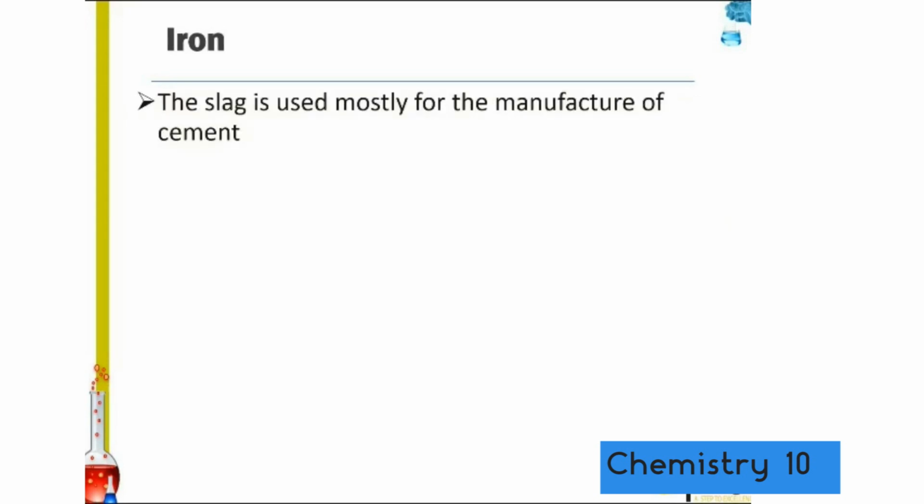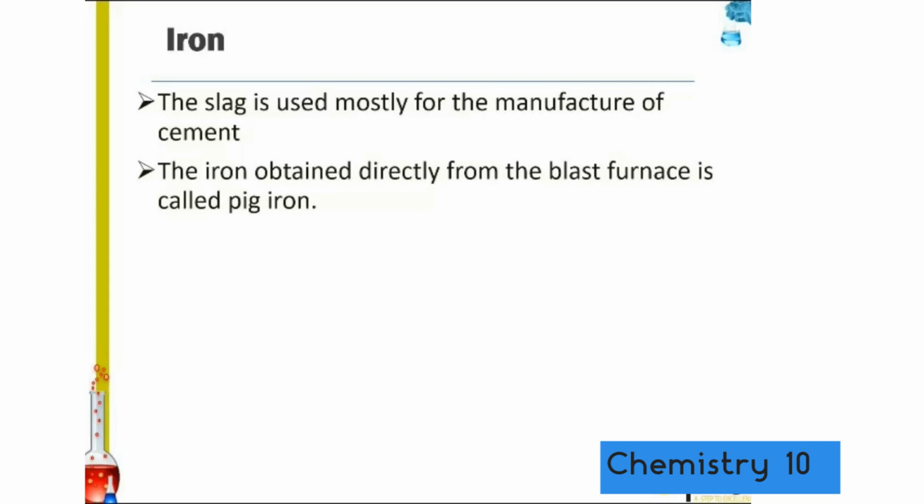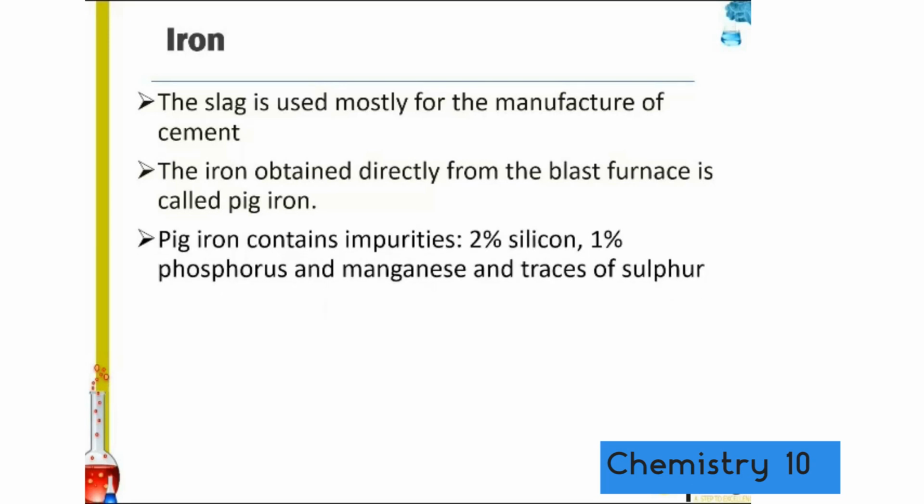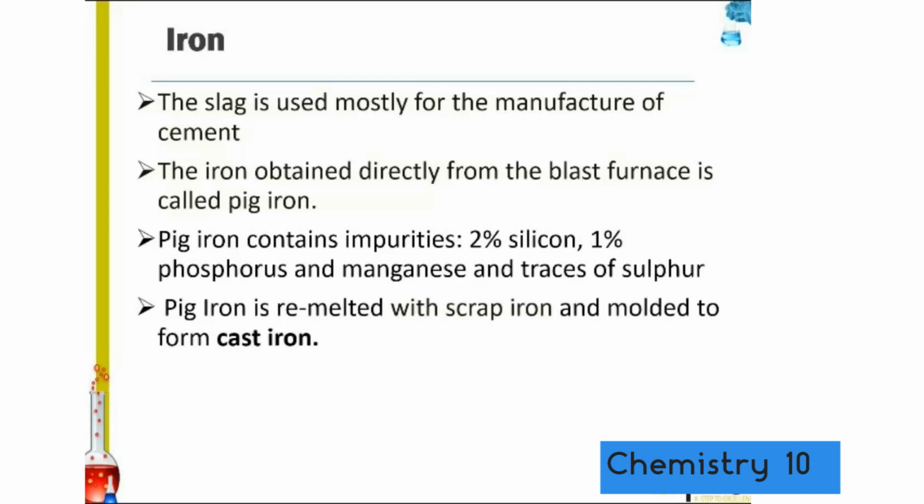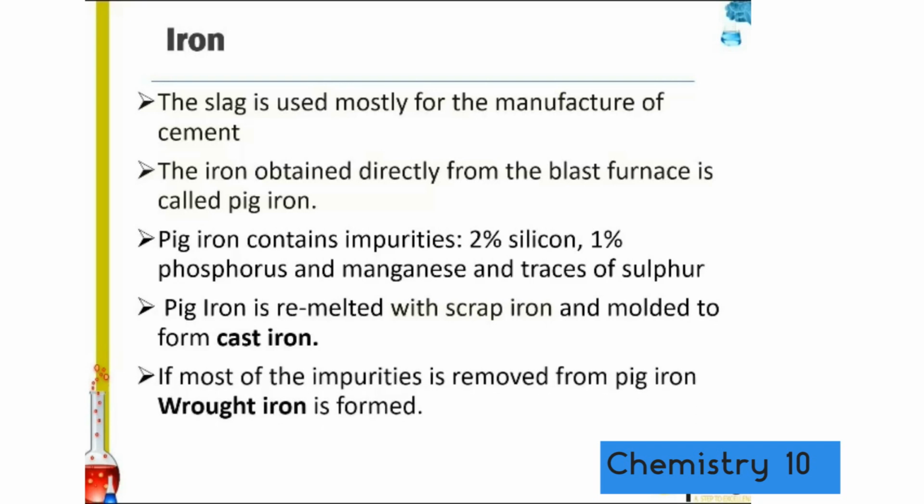The slag can then be used for further processes such as the manufacturing of cement. The iron obtained directly from the blast furnace is called pig iron. Pig iron contains a number of impurities such as 2% silicon and 1% phosphorus, manganese, and traces of sulfur. The pig iron is then remelted with scrap iron and molded to form cast iron.